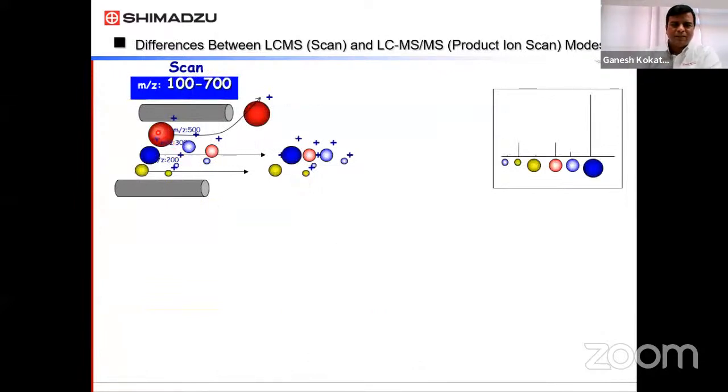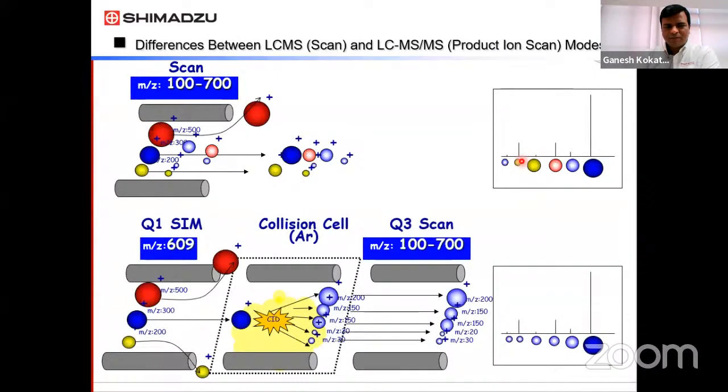For example, the sample mass carries 500, 300 and 200 probably. In scan mode, I am getting each and everything: the higher mass, this fragment as well, and the other fragmentation pattern. But in the product ion scan, if I am focusing on a single molecule, like 603 is a molecular weight, and I am focusing only on 300, that 300 passes to Q2, which is called the collision cell. In the collision cell, the fragmentation CID gas is applied. CID gas means collision energy. We apply some gas to form the fragmentation, and that gas should be an inert gas. So we are applying argon, and we call it the collision gas.